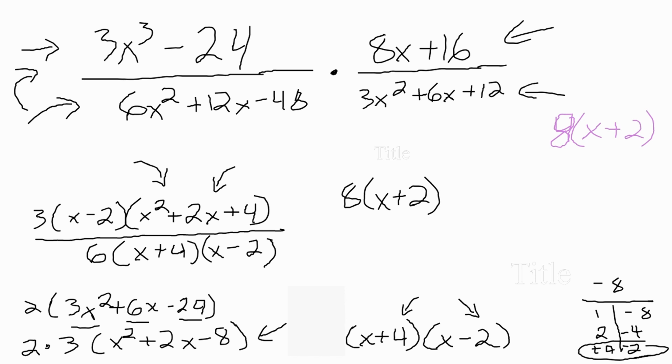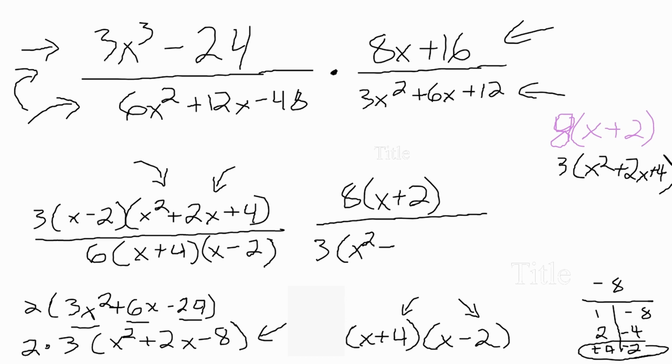You take out the 3 for the denominator, and you're left with x squared plus 2x plus 4. Can you factor that anymore? No. How do you know? Because no numbers multiply to 4 and add to 2. Andrea, what do you think?